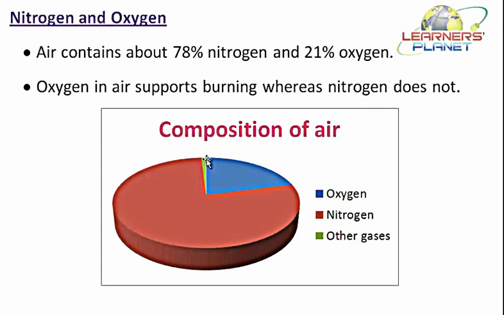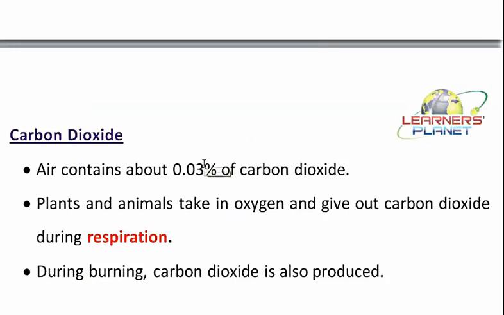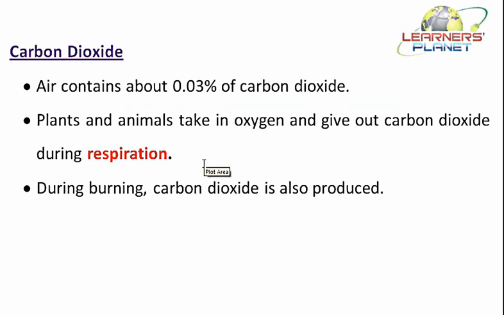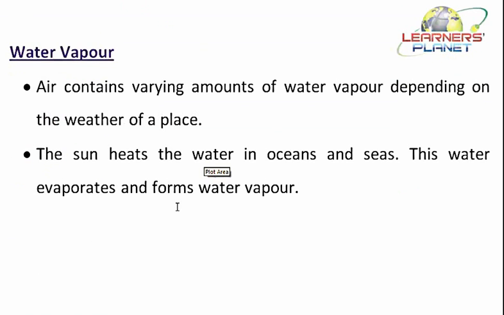Let us see other gases that comprise 1% of the atmosphere. Yes, carbon dioxide. Students, air contains about 0.03% of carbon dioxide. And we know that plants and animals as well as human beings take in oxygen and give out carbon dioxide during respiration. And during burning too, carbon dioxide is produced. But besides these gases, water vapor is also present in air.